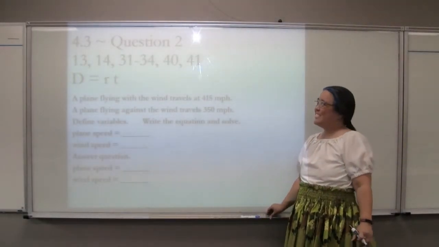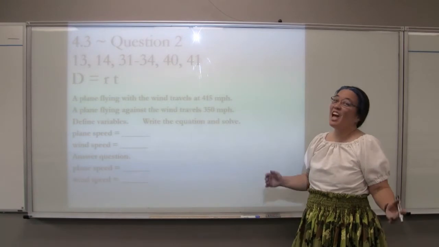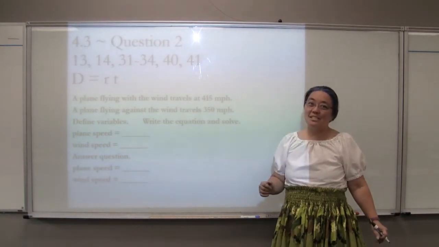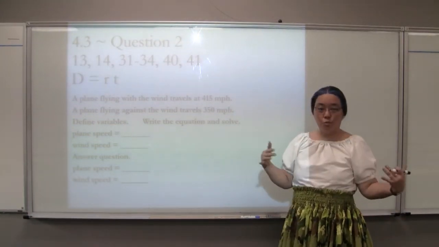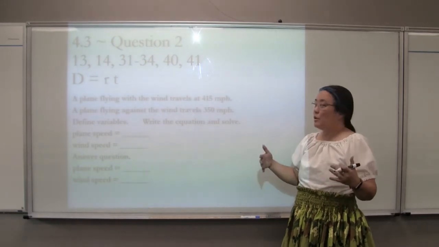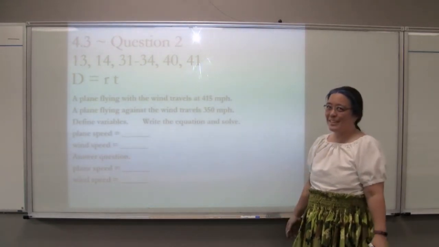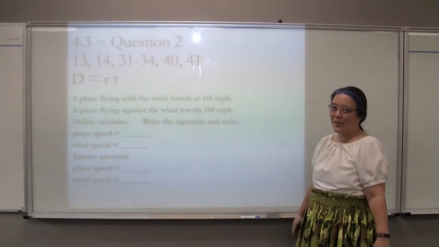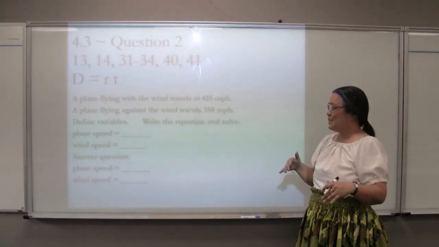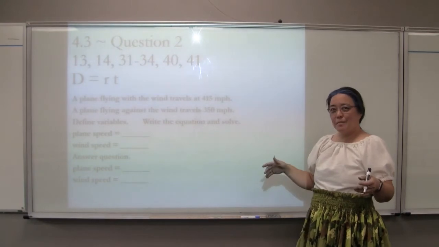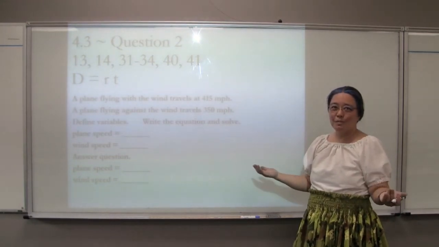Chapter 4, Section 3, Question 2. You'll see a lot of versions of this. You'll have boats in a river that has a current. You'll have planes flying with or against the wind. You'll also have things like Superman flying for or against the wind, or with or against the wind. So keep in mind what is reasonable.